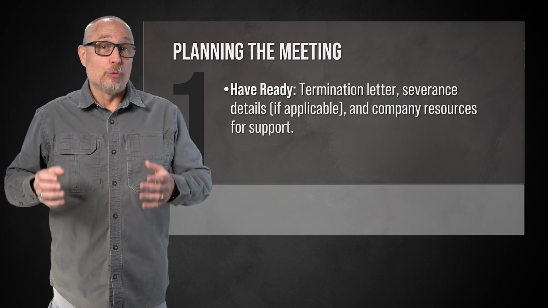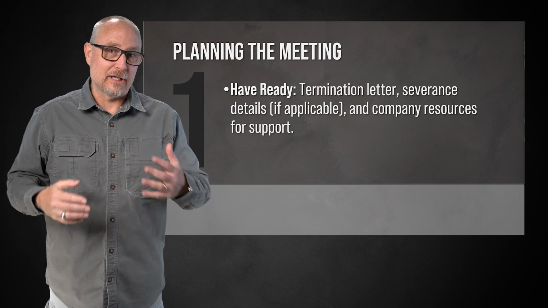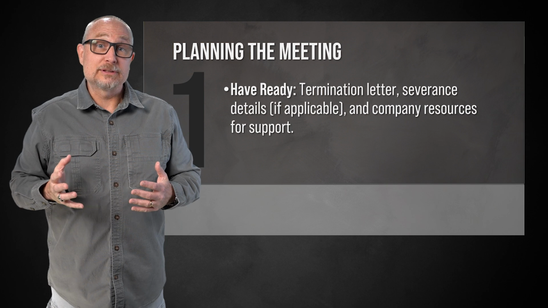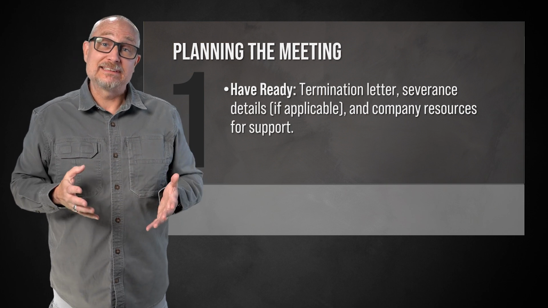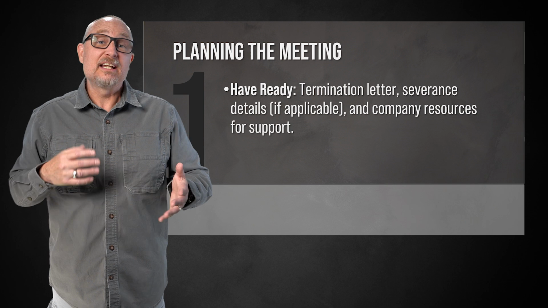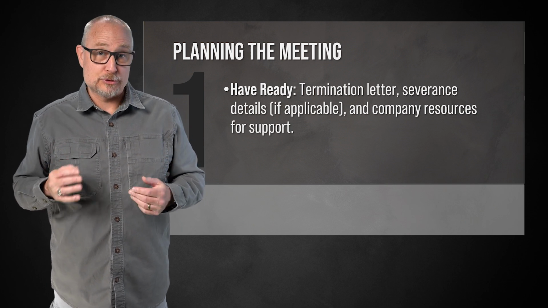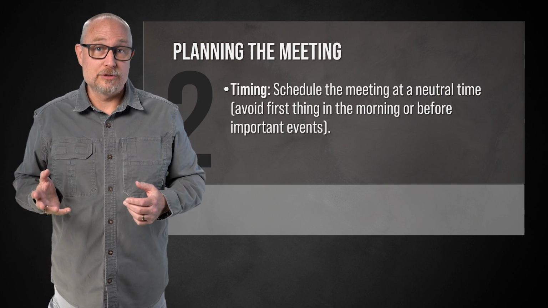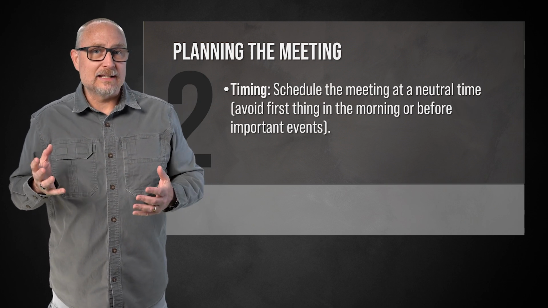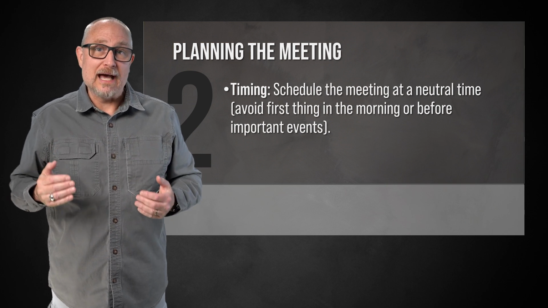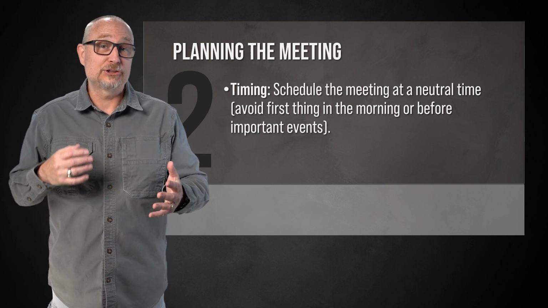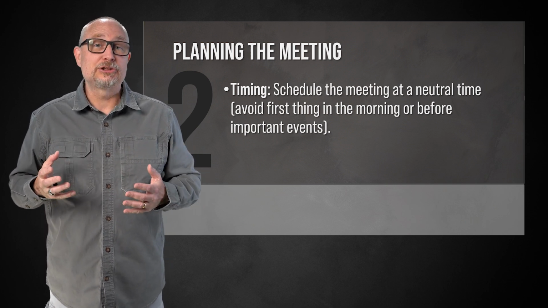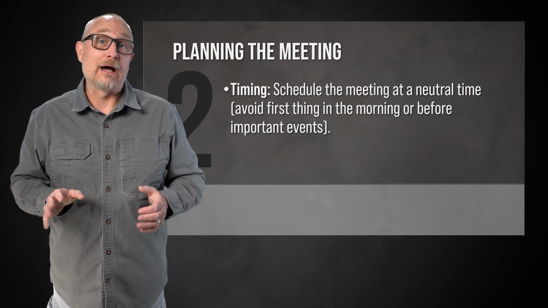The first one is we need to get a bunch of paperwork and information together, have it ready to deliver in this meeting. This includes things like the termination letter, severance details, if applicable, and additional resources that may be available to the employee as they exit the company. You also want to plan out when you are going to hold the meeting. Now, you want to select a time that has the least amount of impact on the employee and on the organization, on the team. So you'll want to think out how you're going to schedule this in relation to other activities going on throughout the organization.